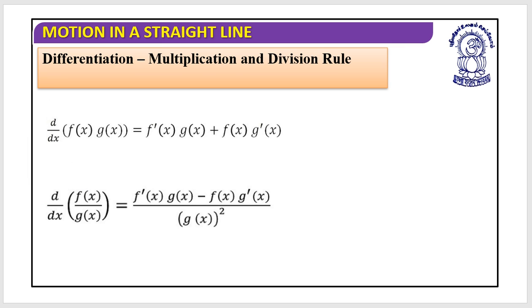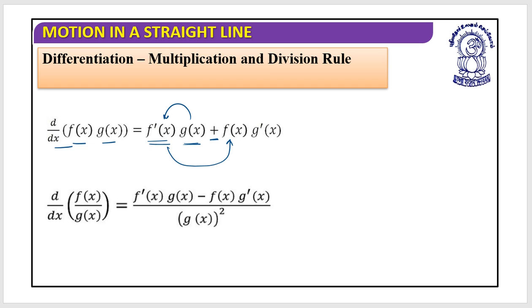And last but not the least, we have gone through the multiplication and division rules. This is d by dx of first term multiplied by second term. What I need to do is keep one of the terms as it is, here it is g x, and differentiate the other term, f dash x. Now put a sign of addition and then interchange their positions. The term which has already been differentiated, in this case f dash x, should be written as it is, so I have written f x, and g x would be differentiated, written as g dash x.